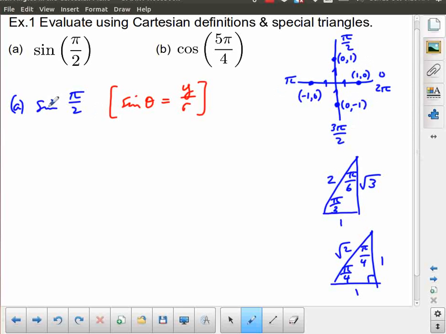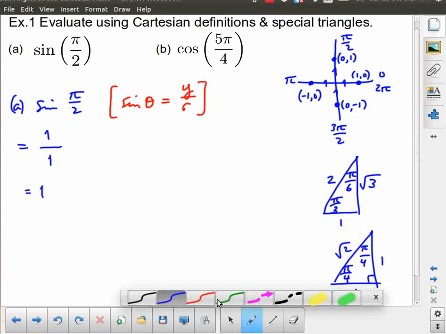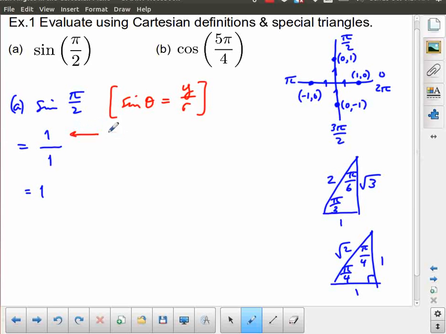And so, in this case, we want to know the sine of pi by 2. And what that is saying is the sine of pi by 2 is equal to the y coordinate divided by the r value. But the r value in this case is equal to 1. So it's going to be the y coordinate, which is 1, divided by the r value, which is a distance of 1. And so, of course, that just is equal to 1. So let me just put that in there. That is the y coordinate, and that is the r value.